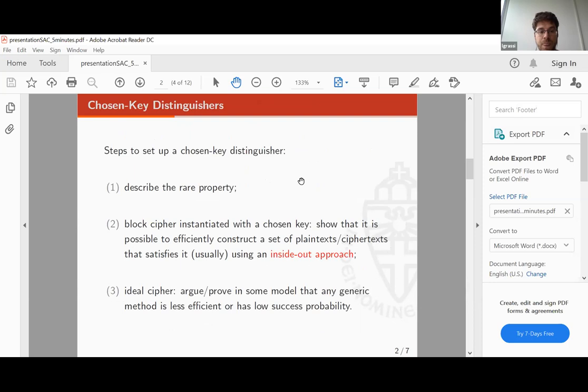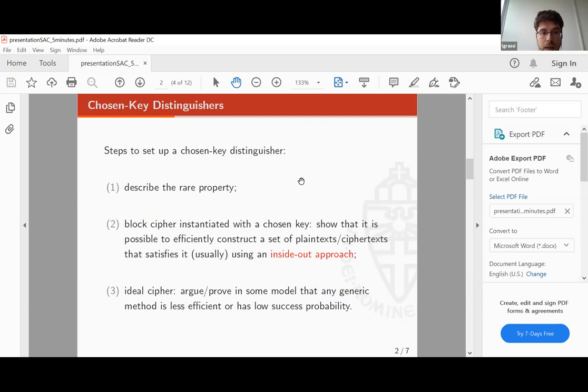We use a strategy that is quite common in the literature. First of all, we describe the array property. Then we show that for the block cipher instantiated with the chosen key, we are able to construct the set of plaintexts and ciphertexts that satisfy the required property. In order to do this, we use an inside-out approach. And finally, for the case of an ideal cipher, we argue that there is no efficient strategy that allows us to construct this set of plaintexts and ciphertexts with the required property.